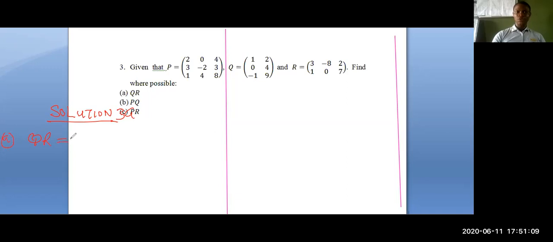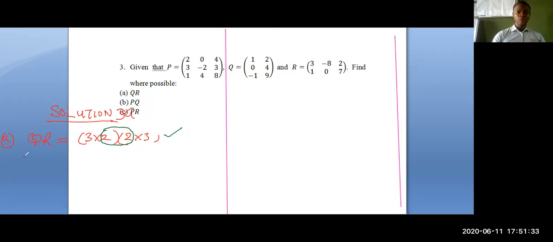QR, and Q is a 3 by 2 matrix, and R is a 2 by 3 matrix. On cross examination, we discover that the adjacent numbers are the same. So we have a green light, of course, to go ahead. So we just proceed by now doing the actual multiplication.